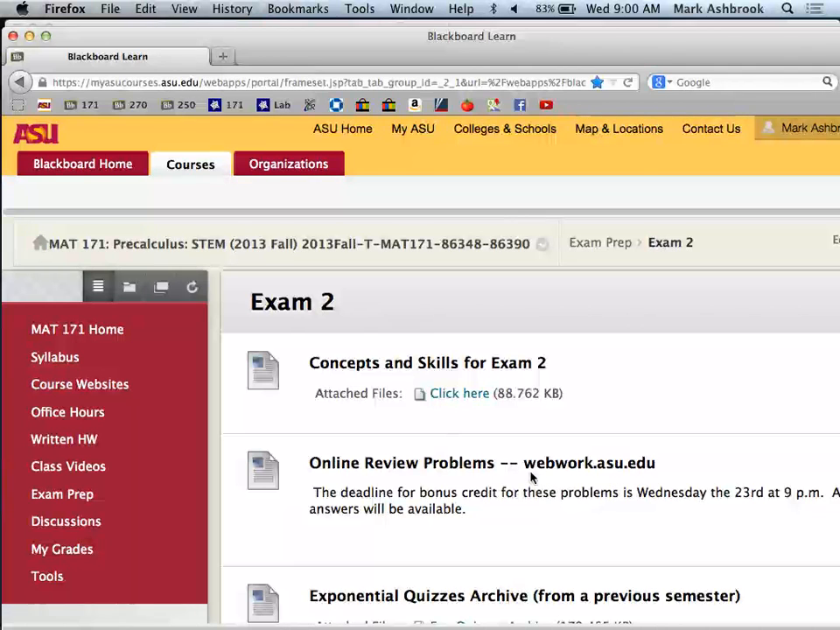Might not quite be comprehensive. It's a big chunk of what the test covers, but there may be some things in this review outline, things we did talk about in class, that there isn't specifically a problem in web work. So web work is good, but it's not 100% complete. Okay, so make sure that you're finding problems from the book, from your workbook, from the homework, that are everything in this outline.